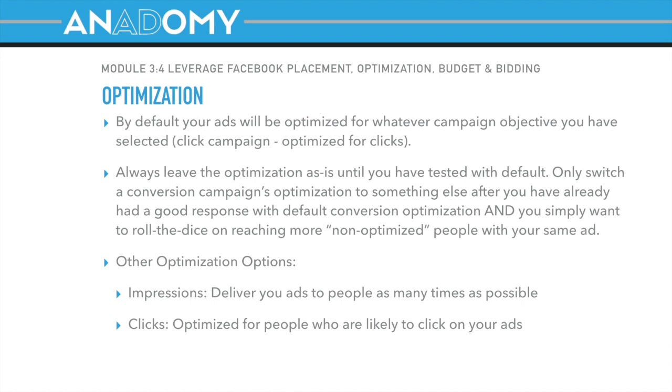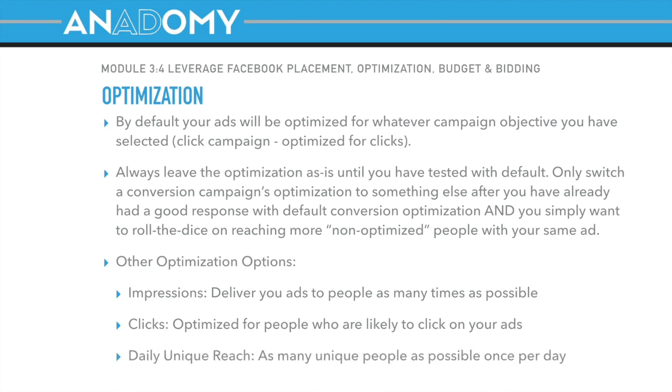Another option is optimize for clicks. Now, if you do choose to mess with these optimization options, I would say this would be the next best one to go to after you've run a conversion campaign. This will optimize your ads for people who are likely to click. So these aren't as responsive as the people who are likely to convert, but at the same time, they are taking some sort of action.